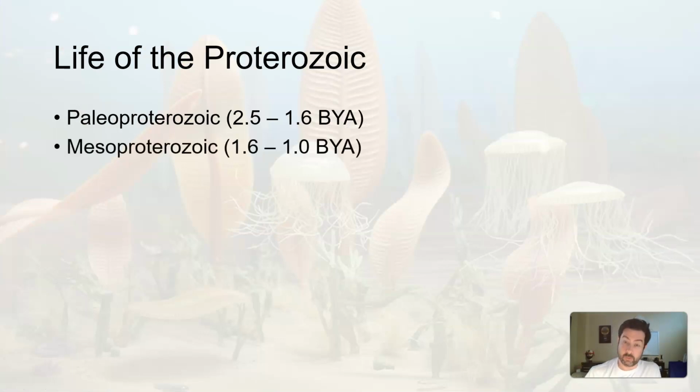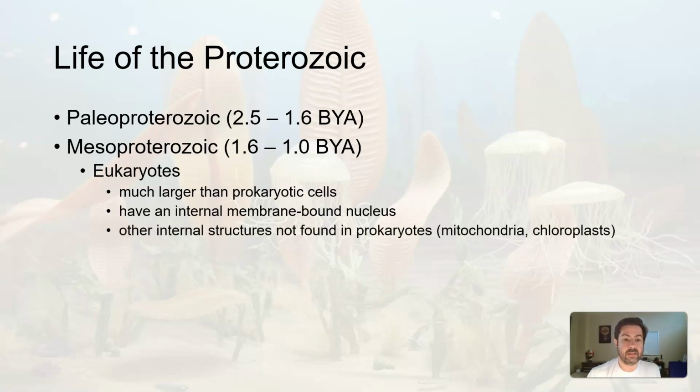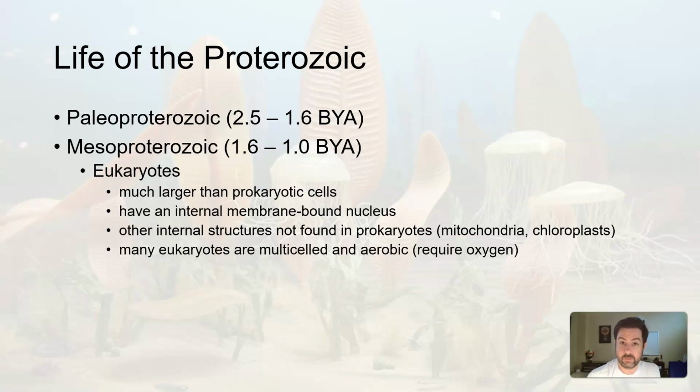And then we get into the Mesoproterozoic, about 1.6 to 1 billion years ago, and we start to get the evolution of eukaryotic cells. Eukaryotes are much larger than prokaryotic cells. They do have an internal membrane-bound nucleus to contain the DNA, not the DNA that's floating around in the prokaryotic cell. And you are starting to get some of those other internal structures not found in prokaryotes: mitochondria, chloroplasts, those sorts of things. Now, many eukaryotes are multicelled, where prokaryotic cells are usually just one single cell.